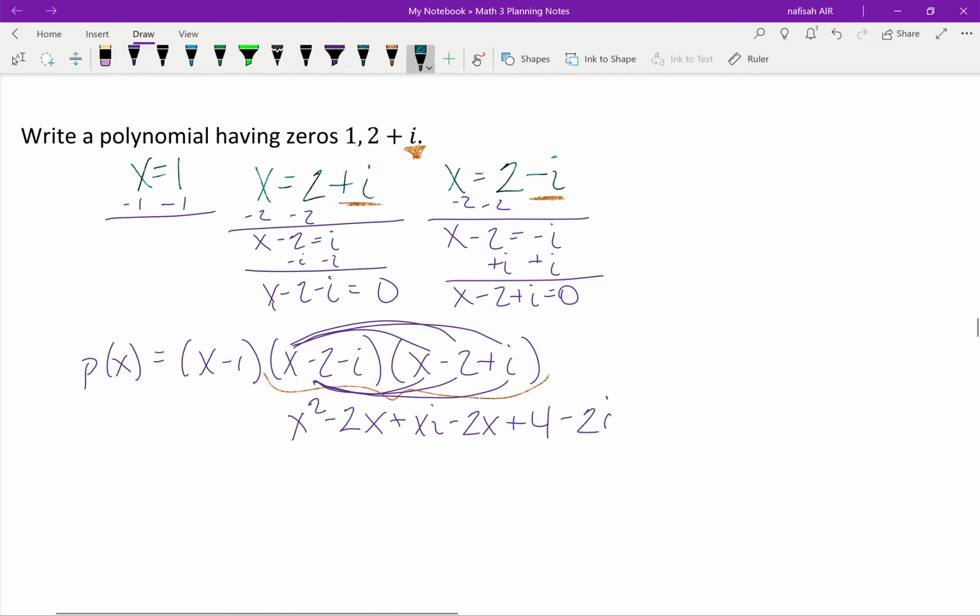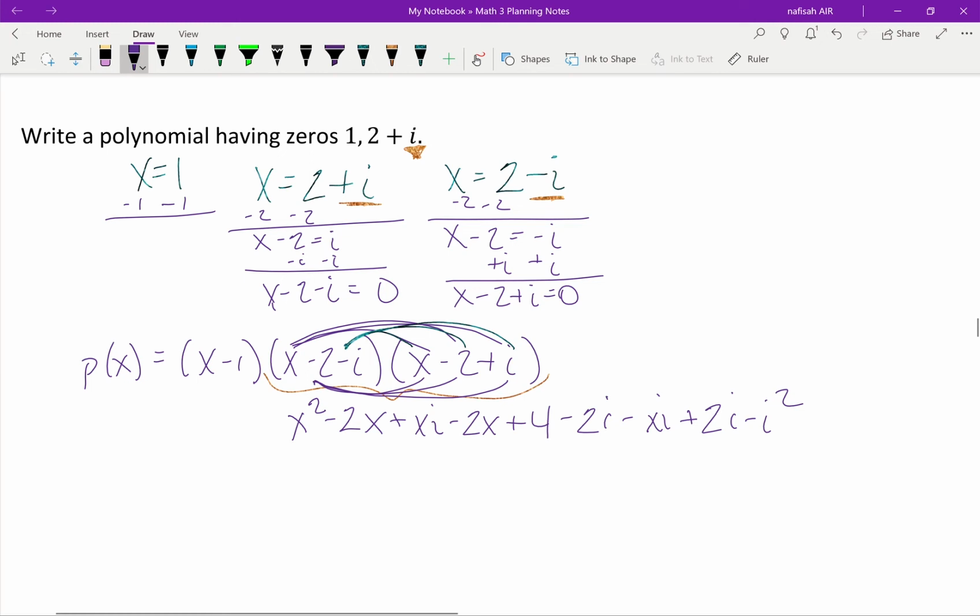And finally, I have to take the negative i and multiply it by everything. Negative i times x, negative xi, negative i times negative 2, positive 2i, and negative i times i is negative i squared. At this point, you'll combine like terms.